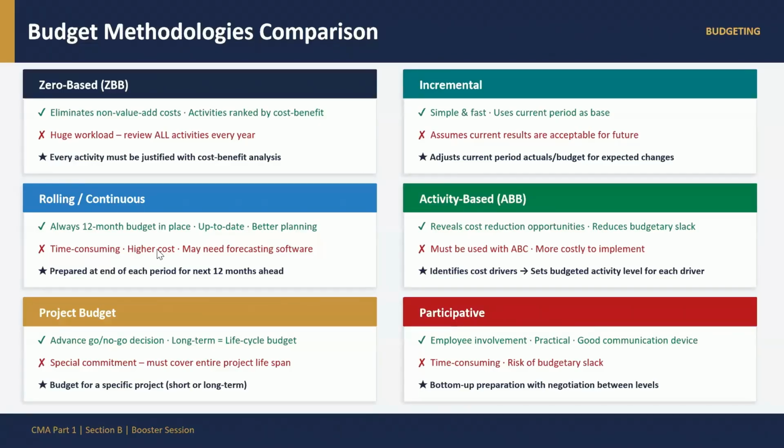Here ZBB eliminates non-value adding costs, and activities will be ranked according to cost benefit. The activities that are most beneficial for us, and the activities which we have to make more and more efficient, will be ranked first. A huge workload will be there, and review of all activities every year is required in ZBB. Every activity must be justified with cost benefit analysis.